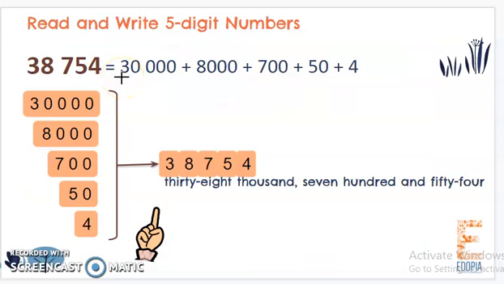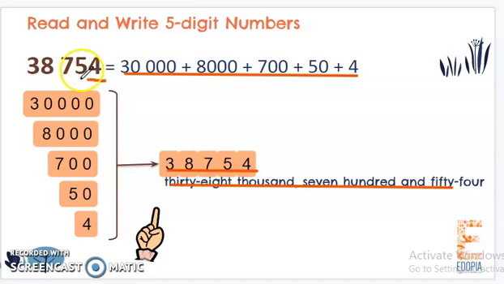The expanded form of this number is 30,000 add 8,000 add 700 add 50 add 4. From here we have learned how to write in expanded form, how to write in numerals, and how to write in words. Also the place values. For example, here we have 4 at ones place, 5 at tens place, 7 at hundreds place, 8 at thousands place, and 3 at 10,000s place.